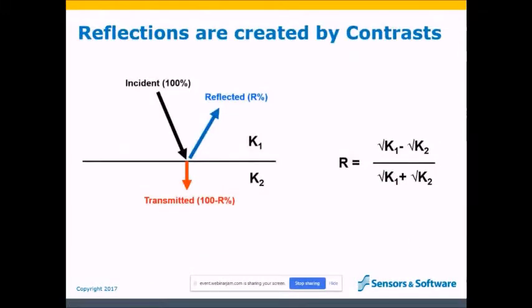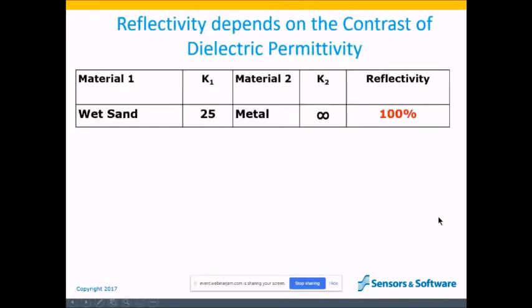So the amount of GPR energy that reflects from an object depends on the contrast between the K of the object and the K of the surrounding soil. The bigger the contrast, the more GPR energy that reflects. That is called the reflectivity. And here's the formula for calculating it. But let's look at some examples related to utilities.